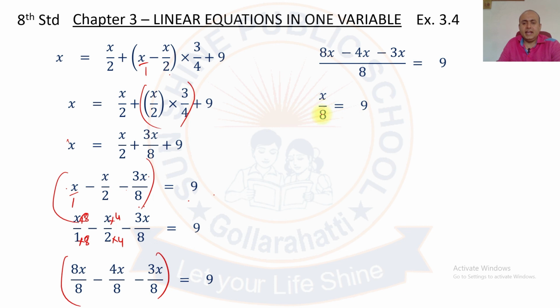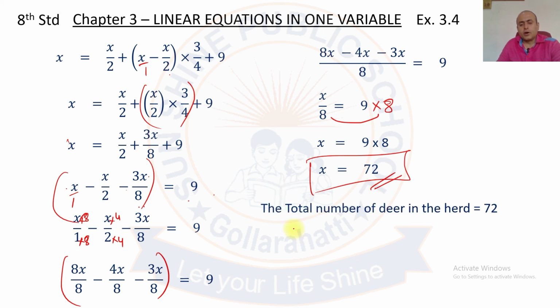Therefore x by 8 is equal to 9. Therefore x is equal to, you should multiply this 8 to the numerator, so you will get 9 into 8. Therefore x is equal to 9 into 8. The value of x is equal to 72. That means there are totally 72 deers in the herd. The total number of deer in the herd are 72.